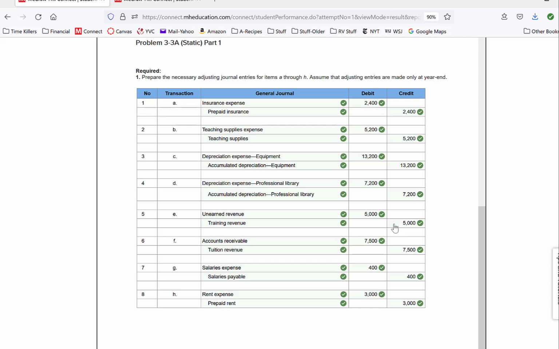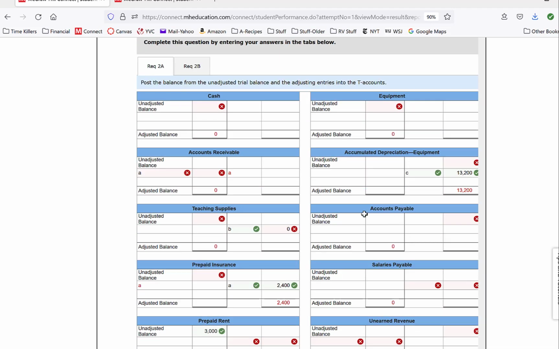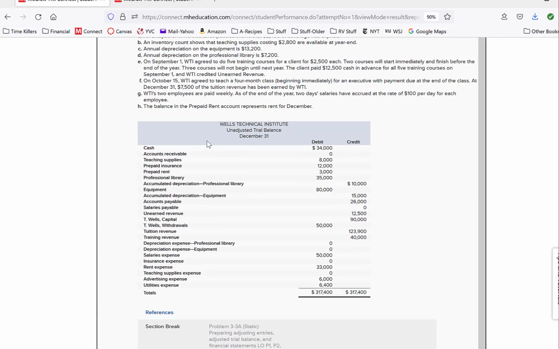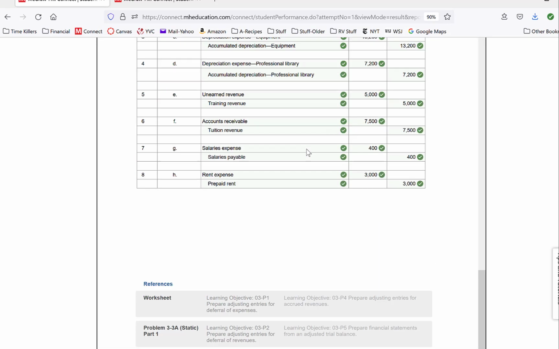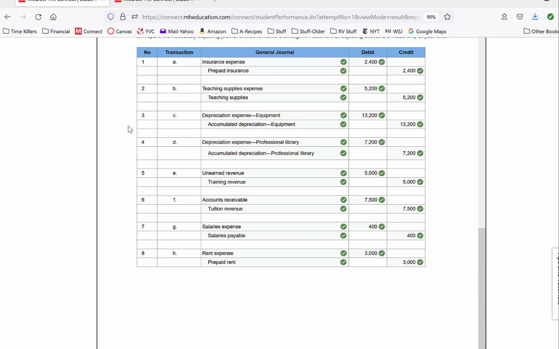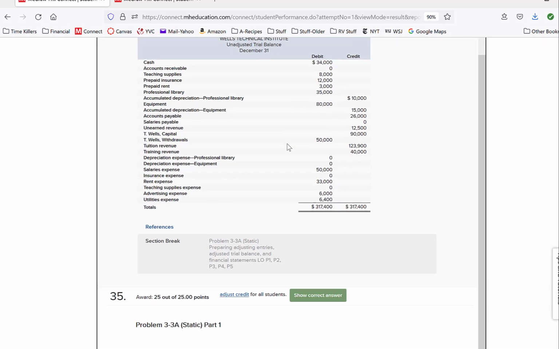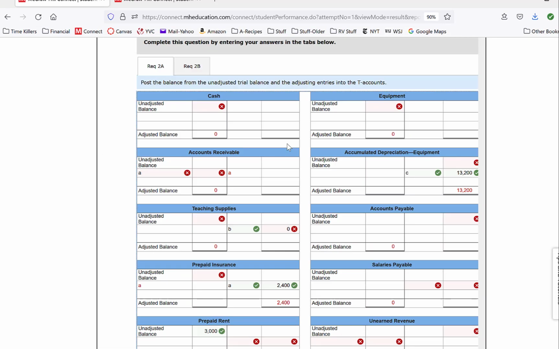But the step that you're missing is now you have to take these and post the balances down here, right? So for cash, the first thing you've got to do, this unadjusted balance, we need to go up to our unadjusted trial balance, cash debit of $34,000. So you need to come down right here where it says unadjusted balance and put 34,000, right? And you have to do that for every one of these accounts because that's your starting balance, okay? So the next thing you're going to do is take all of this information and bring it down as the opening unadjusted balance, okay?